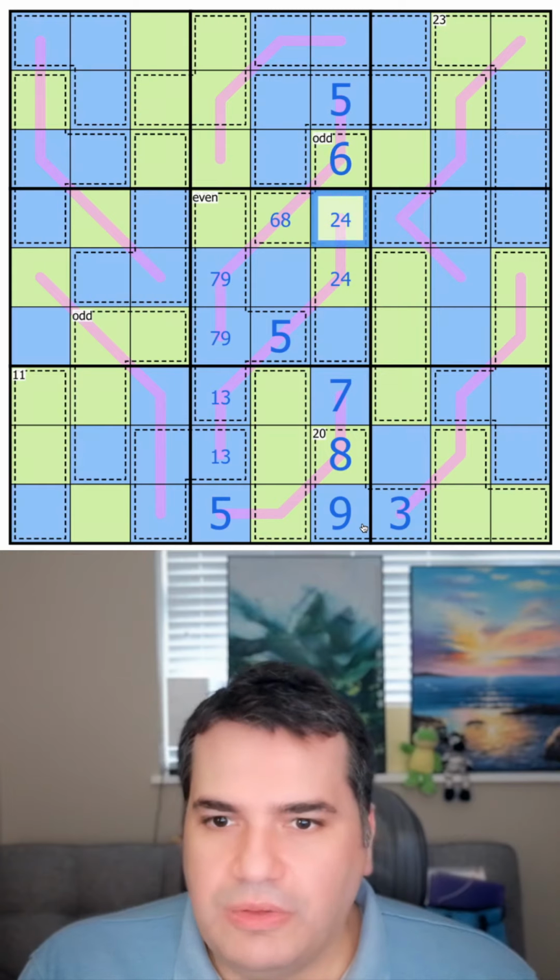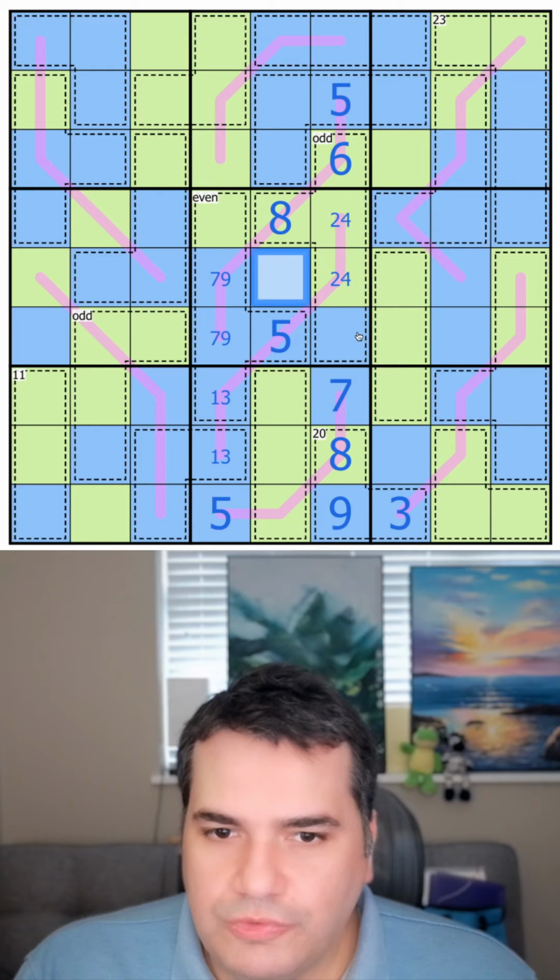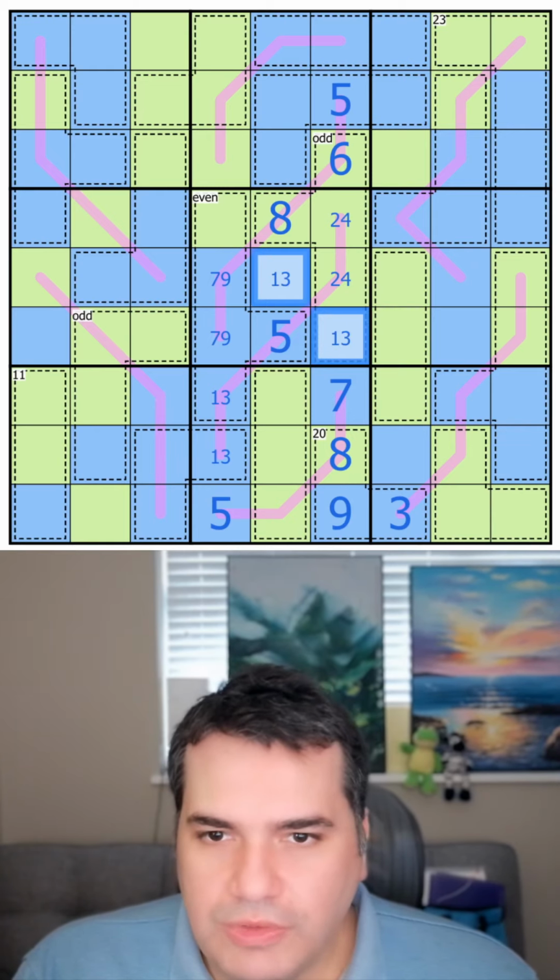So hopefully you found this a lot more intuitive than my previous explanation, and it helps you have that break-in once you actually have all of the colors down.